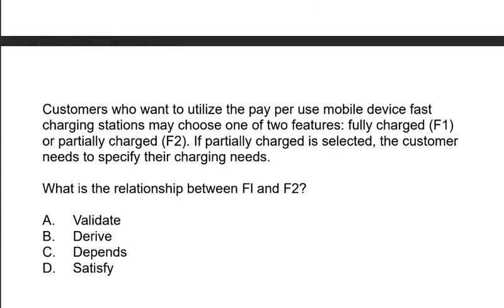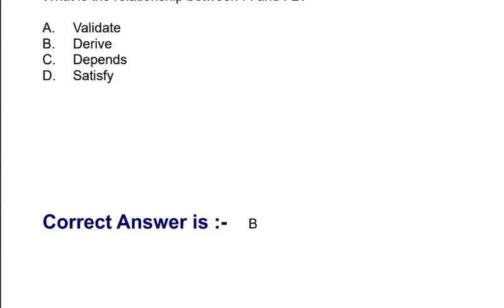Customers who want to utilize the pay-per-use mobile device fast charging stations may choose one of two features, that is, fully charged F1 or partially charged F2. If partially charged is selected, the customer needs to specify their charging needs. What is the relationship between F1 and F2? Option A, validate. Option B, derive. Option C, depends. Option D, satisfy. Correct answer is option B.